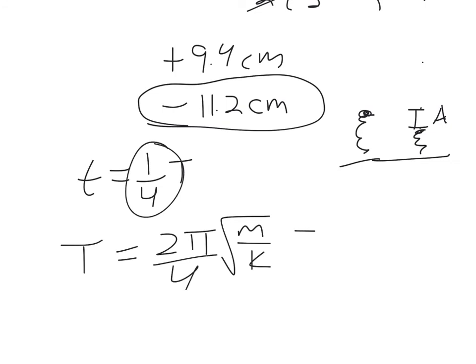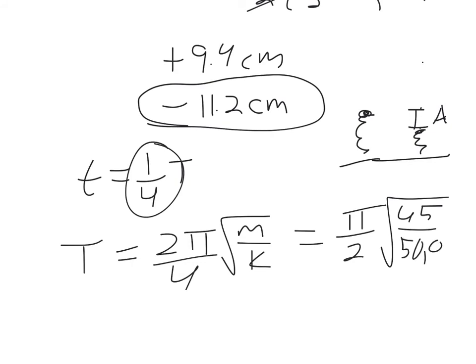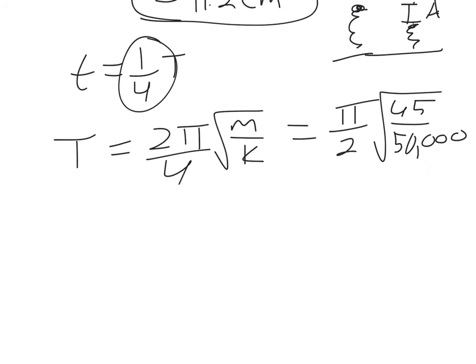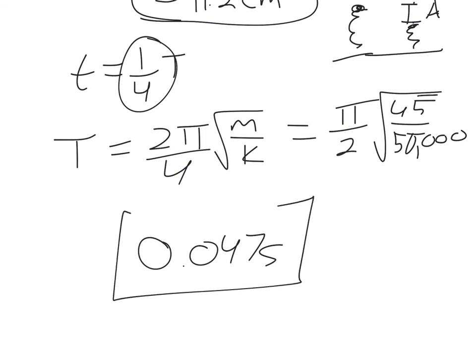So that's equal to pi over 2 times the square root of her mass, which is 45 kilos, divided by k, which is 50,000. Which is very small, because that's a big number in the denominator. So if you plug that into your calculator, 0.047 seconds, and we are 2 sig figs. I mean, that's not almost half a second, that's almost half of a tenth of a second.